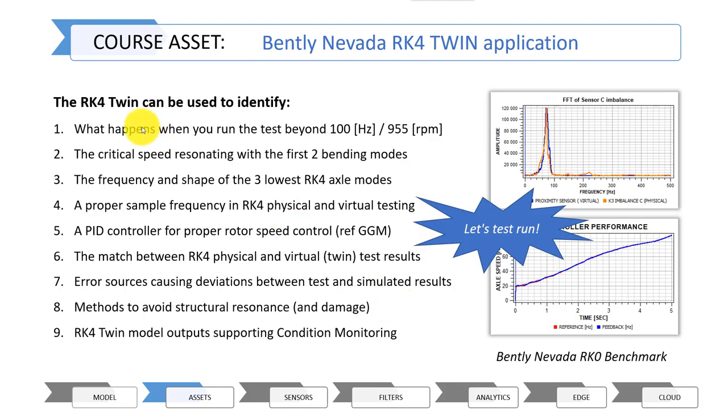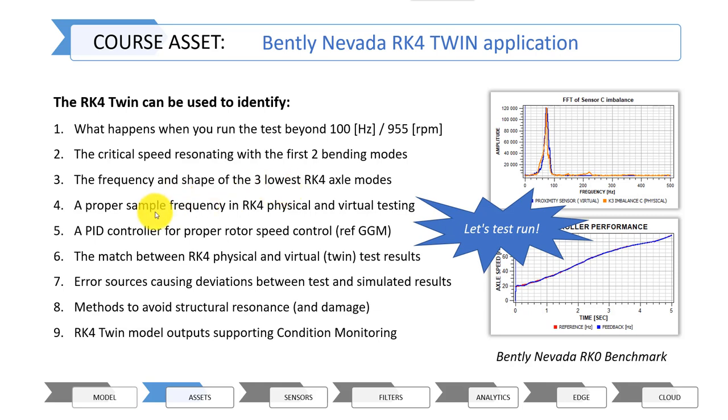In my course, I'm using my RK4 twin to verify what happens when you run the test beyond 100 Hz and you hit the resonance frequencies or the critical speeds. And that is when you meet the two bending modes of the axial system at roughly 132 Hz. Then I want to identify the frequency and shapes of the three lowest RK4 axial modes. Sometimes the torsional mode can also have an impact on the life of a clutch or a gear unit. There might be torsional vibrations that can amplify the input torques and damage the driveline.